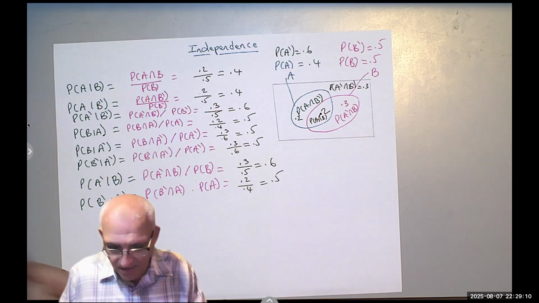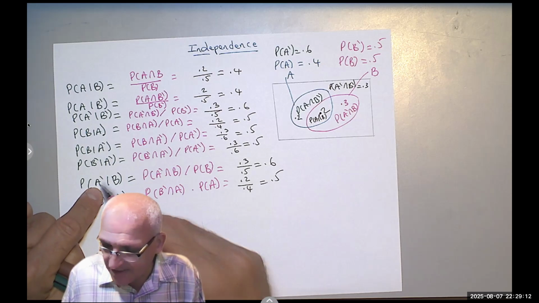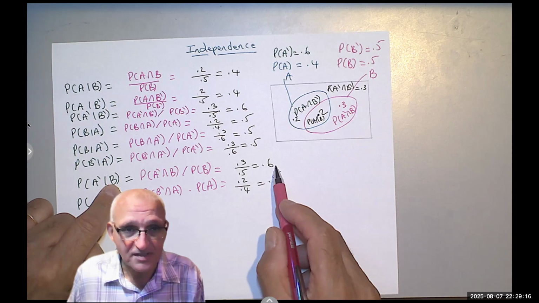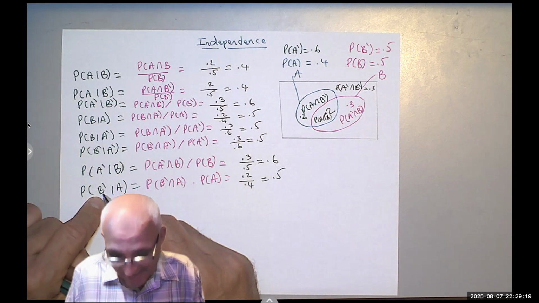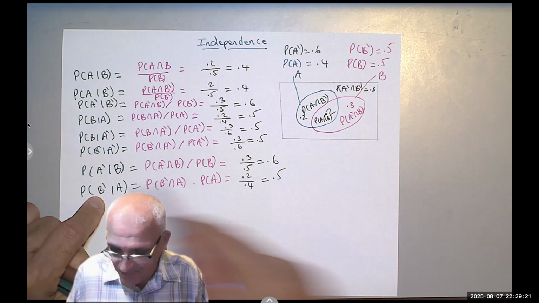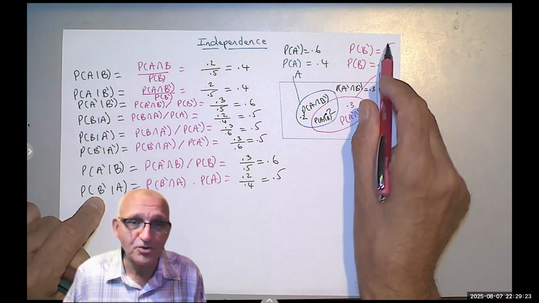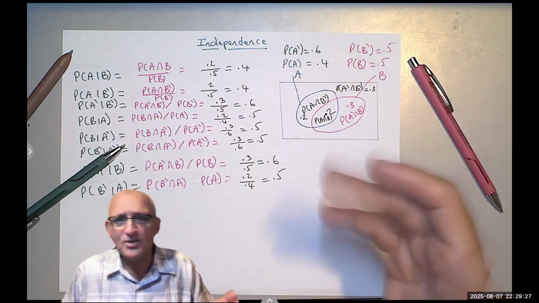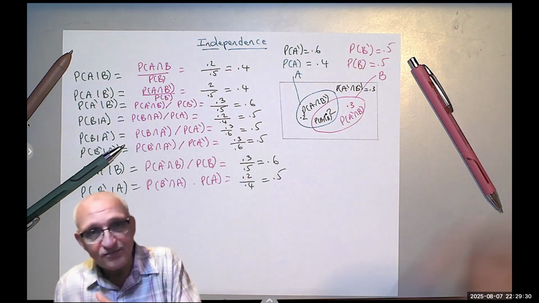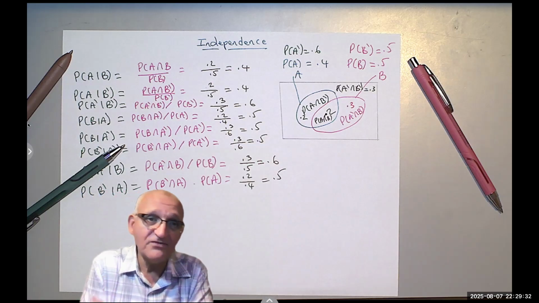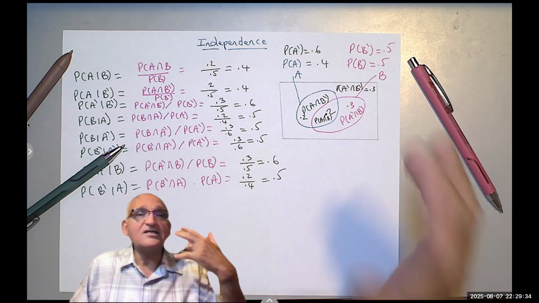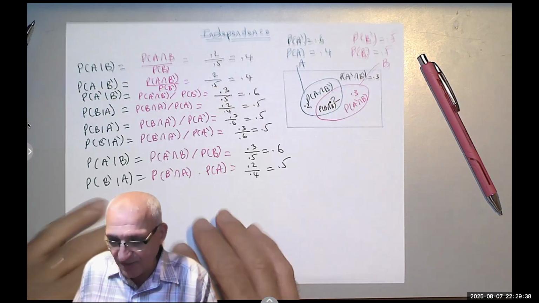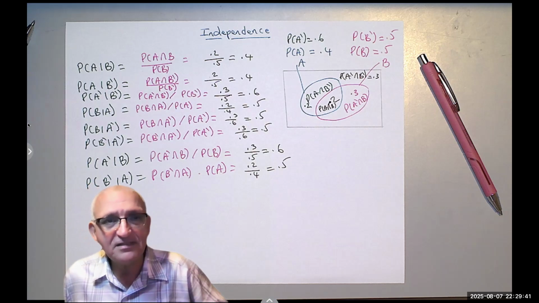Notice that originally the probability of A prime was 0.6. After we know that B occurred, it's still 0.6. Probability of not B, given that we know A occurred, is 0.5, and originally it was 0.5. So regardless of what happens to A, the probability of B doesn't change. Regardless of what happened to B, the probability of A doesn't change. Regardless of what happened to not A, and so on and so forth. So you can see that that's independence. But guess what?